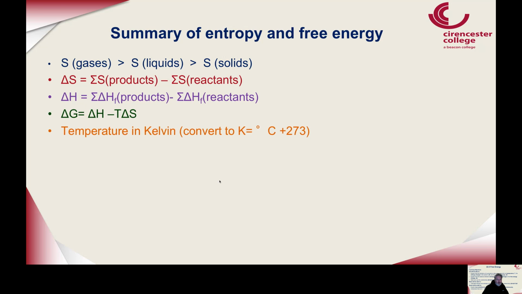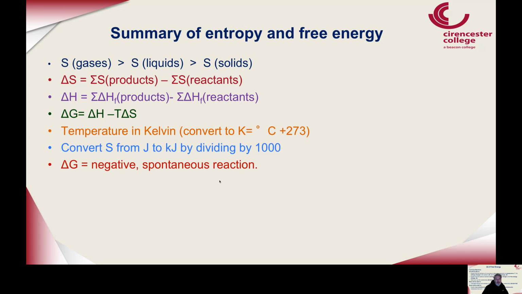Temperature should be in Kelvin in all these cases, so degrees C plus 273. We must remember to convert the delta S from joules to kilojoules. Do that by dividing by 1000. If delta G is negative, we get a spontaneous, feasible reaction.